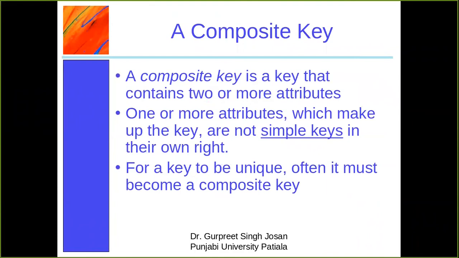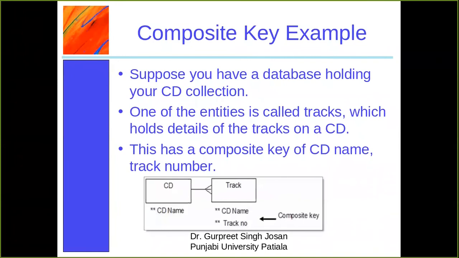So a composite key is a key that contains two or more attributes. One or more attributes which make up the key are not a simple key in their own right. For a key to be unique, often it must become a composite key. Sometimes we don't have any column which has a uniqueness property, so we have to combine two or more columns to create the uniqueness property. Only then, if we combine the two columns, it becomes a composite key.